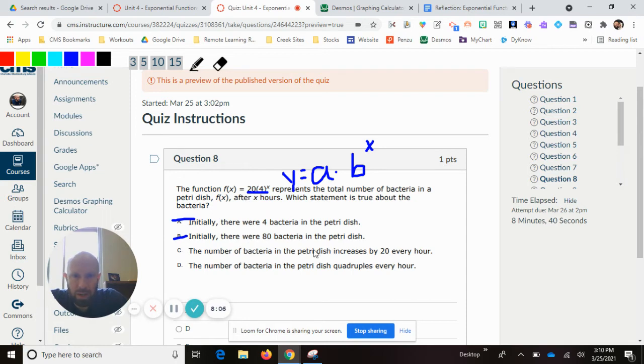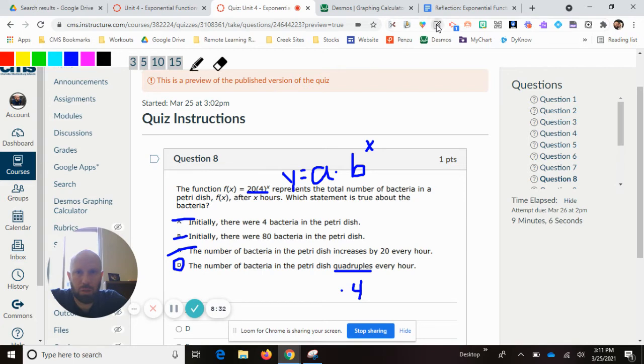The number of bacteria in the petri dish increases by 20 every hour. No, it's going to double every hour. I'm sorry, it's going to increase by 4 every hour, so that's not right. The number of bacteria in the petri dish quadruples. Yep, quadruple means you times by 4. That's the number inside the parenthesis. Double would mean times 2. Triple would mean times 3. Quadruple means times 4, so the answer is D.